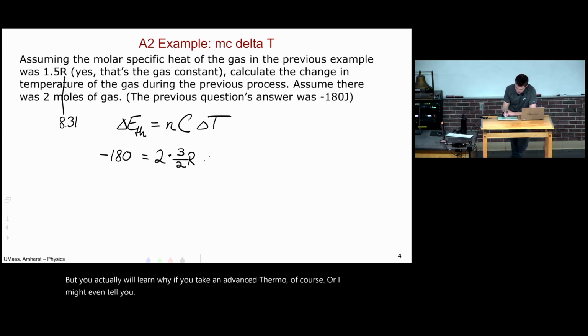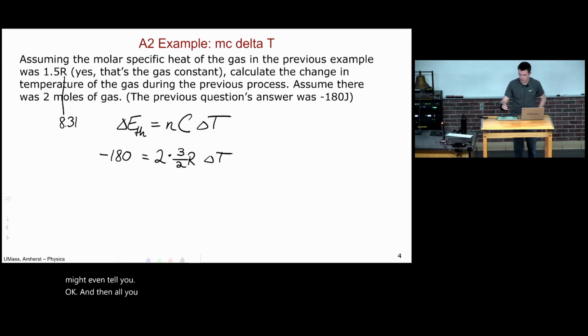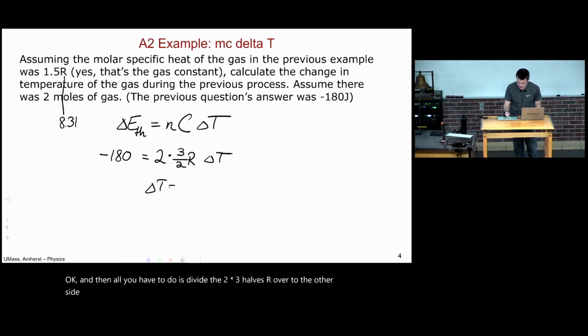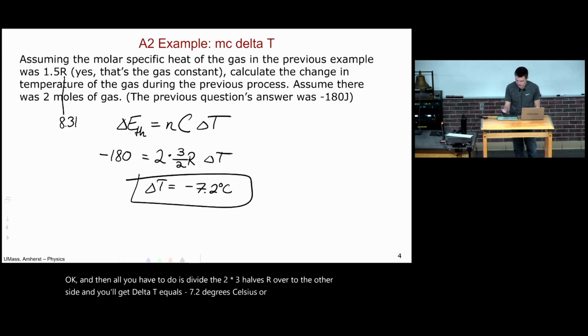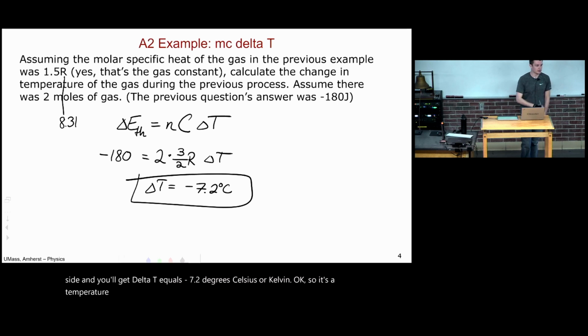Okay, and then all you have to do is divide the 2 times 3/2 R over to the other side, and you'll get delta T equals negative 7.2 degrees Celsius or Kelvin. Okay, so it's a temperature decrease as it lost thermal energy, which is exactly what you expected.